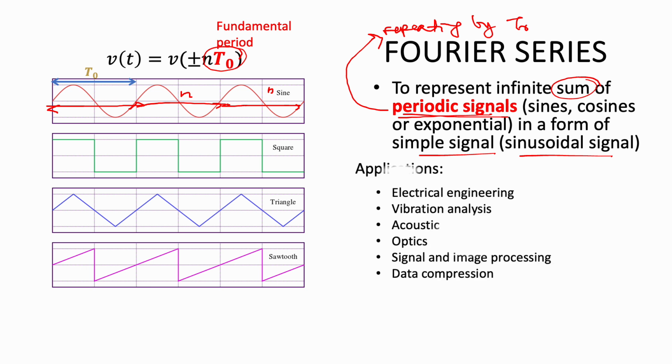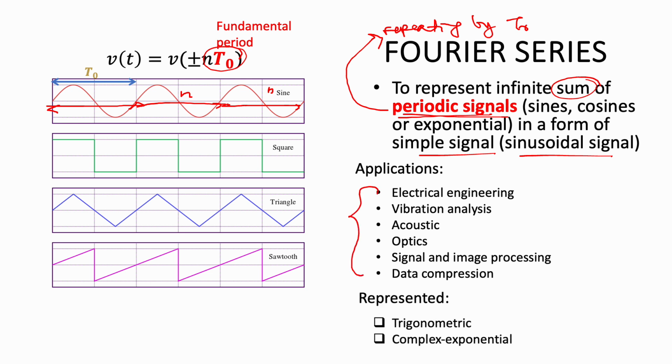So what are the applications where we can apply this Fourier series? These are examples of the applications, and it can be represented in two forms. One is the trigonometric form, and the other one is the complex exponential. The trigonometric form is sometimes also called the polar form.